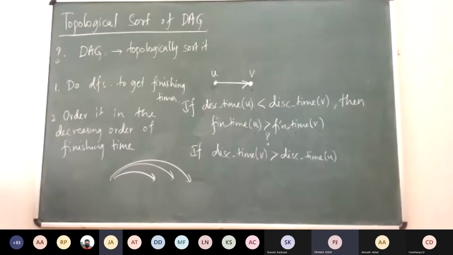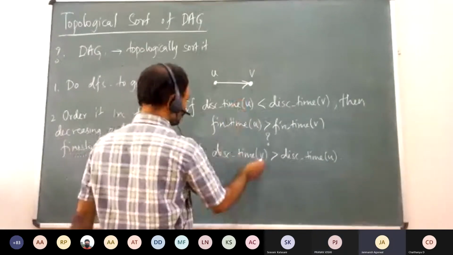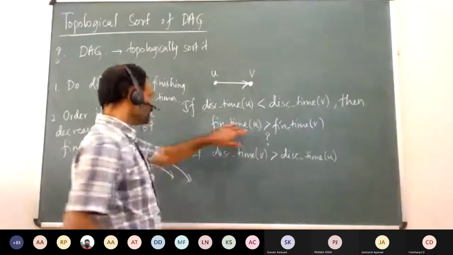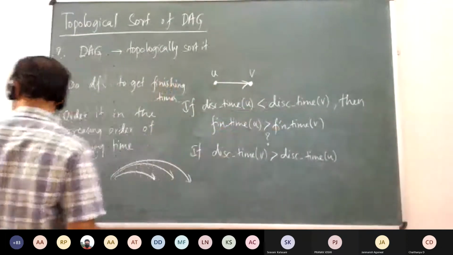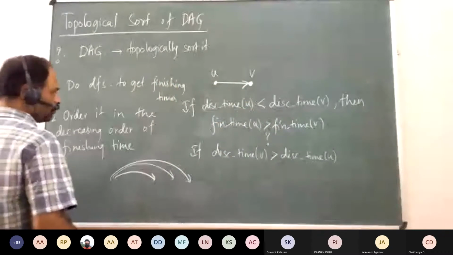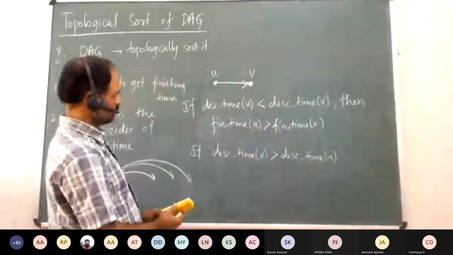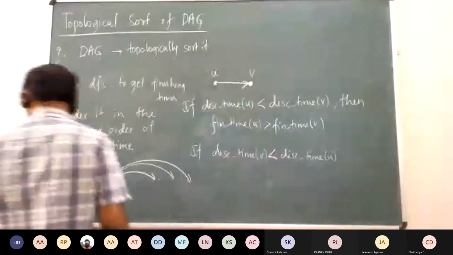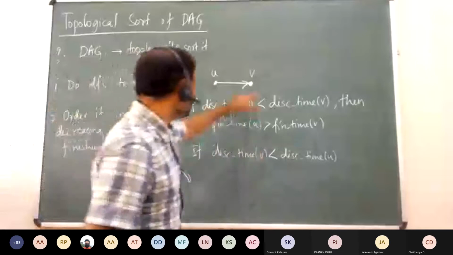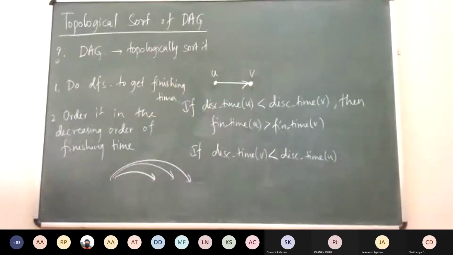We are already saying that the discovery time of U is less than the discovery time of V. We always know that if there is an edge UV, then the finishing time of U will definitely be greater than the finishing time of V. What if the discovery time of V is less than the discovery time of U? That was a typo. V was discovered before U, then? It will be true if there are no cycles. There can be a cycle.